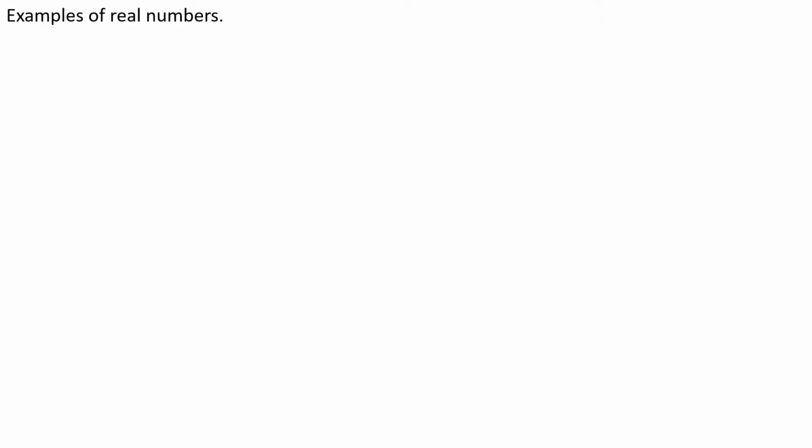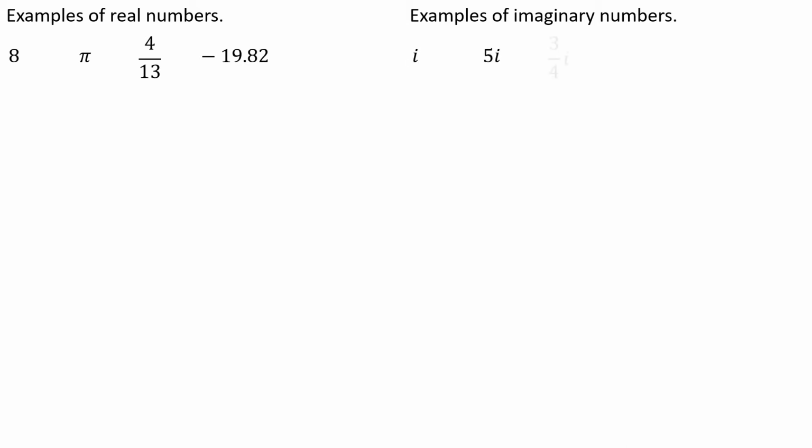So real numbers, you know what they look like: 8, pi, 4 over 13, negative 19.82. And you learned what imaginary numbers look like: i, 5i, 3/4 i, negative 6.3i. So to be a complex number, they look like this: 7 plus i. That's a complex number.